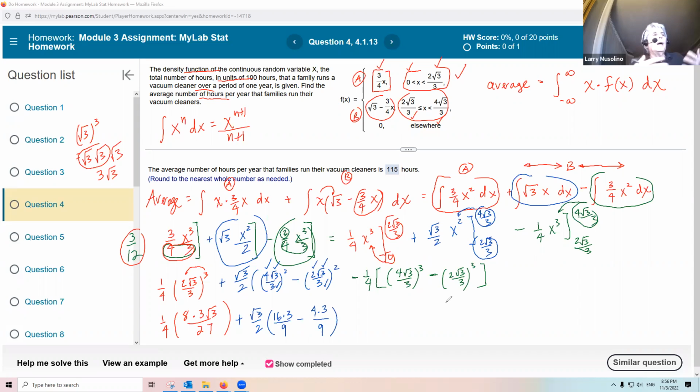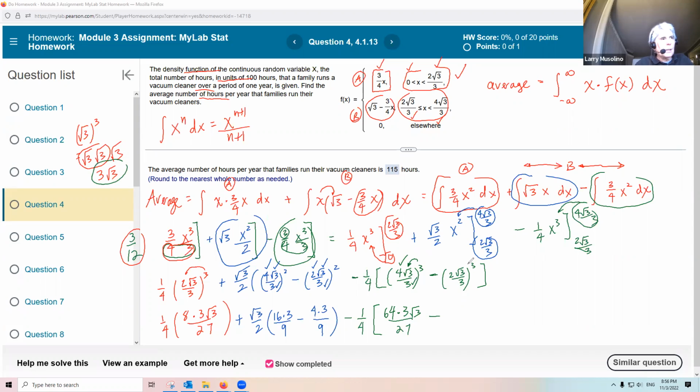Yes, this is messy, but as long as you take it one step at a time and stay organized, it's not as bad, I think, as it seems. All right, you might disagree, but let's keep going. 4 to the third is 64. The square root of 3 to the third, we worked that out over here, that's 3 square root of 3. And on the bottom, 3 to the third is a 27.